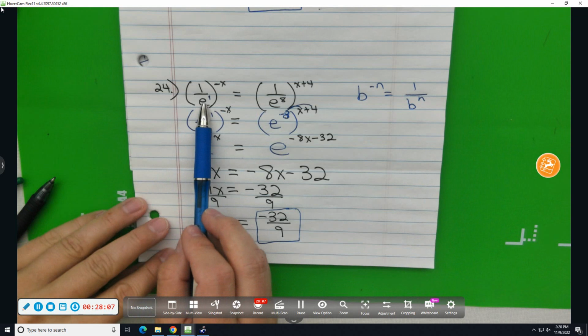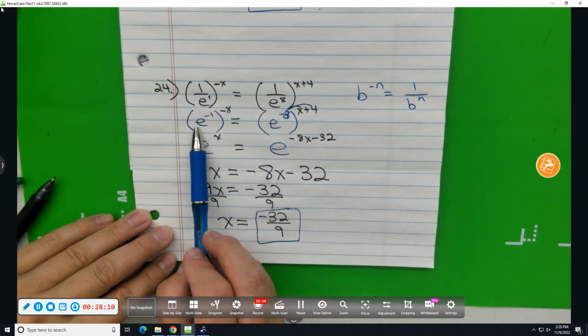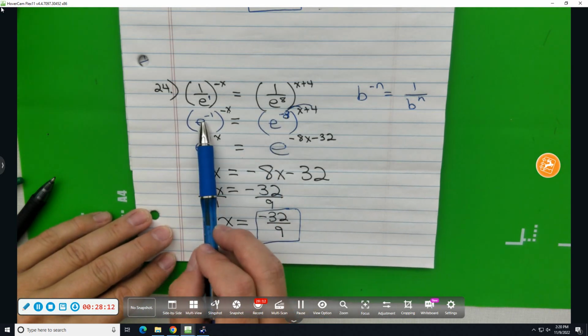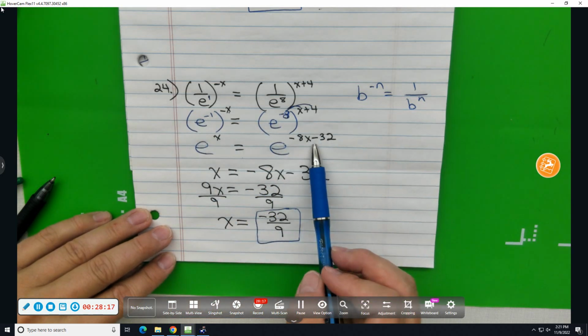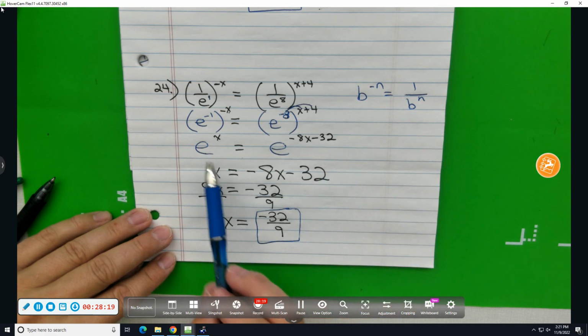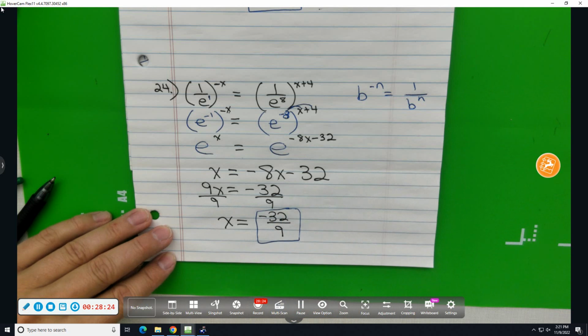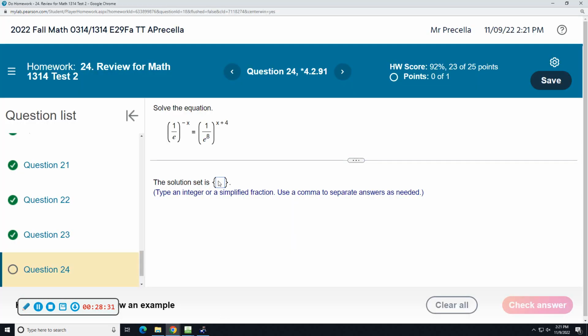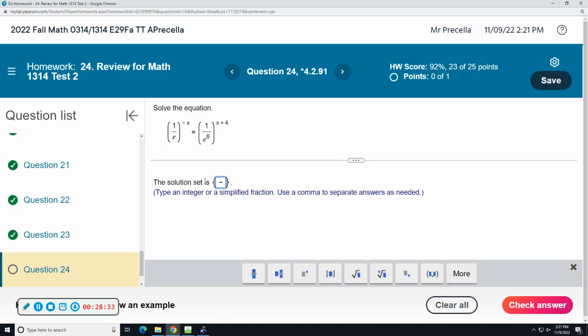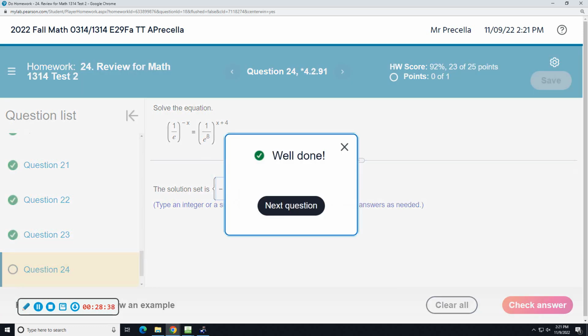We rewrote both of the bases as e to a power using negative exponents. Then we use the power rule, power to power, you multiply. Then we could drop the bases, set the exponents equal, and solve. So let me come over here and type in negative 32 over 9.